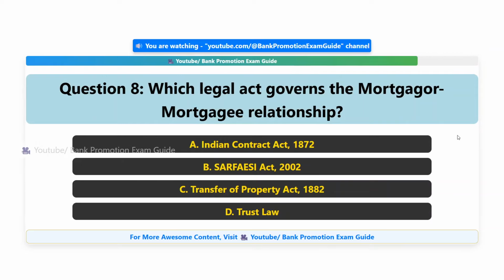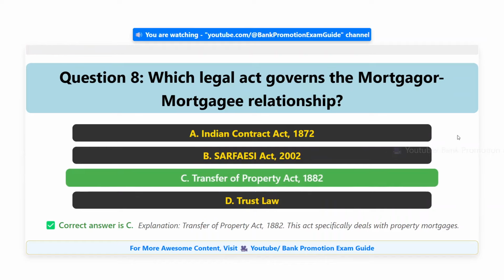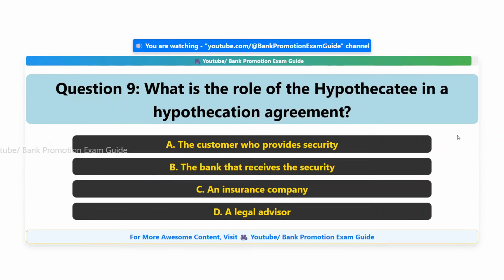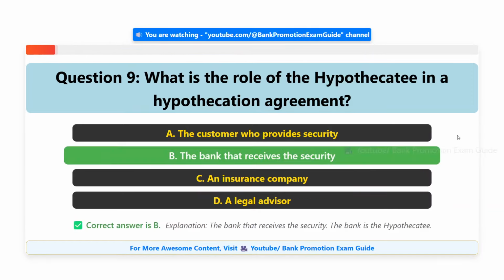Question 8. Which legal act governs the Mortgagor-Mortgagee relationship? Transfer of Property Act, 1882. This act specifically deals with property mortgages. Question 9. What is the role of the hypothecatee in a hypothecation agreement? The bank that receives the security. The bank is the hypothecatee.